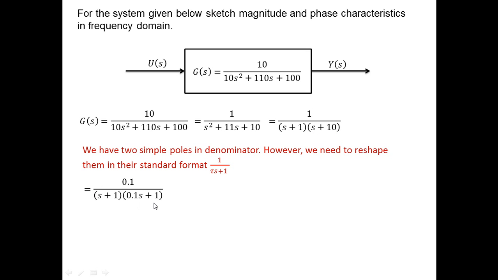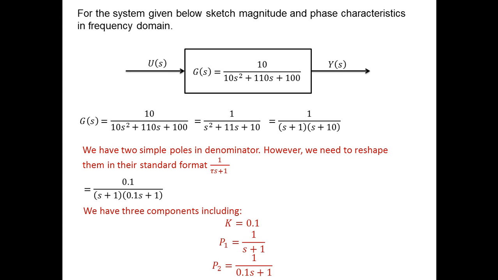So the actual transfer function is 0.1 over (s plus 1)(0.1 s plus 1). In order to draw the Bode plot of this transfer function, I need to separate each component of this transfer function, plot the Bode plot of each component, and at the end add up all the plots of the transfer function. Here I have three components: one constant gain which is equal to 0.1, pole 1 equal to 1 over s plus 1, and pole 2 equal to 1 over 0.1 s plus 1. So I need to draw the Bode plot for these three components separately.